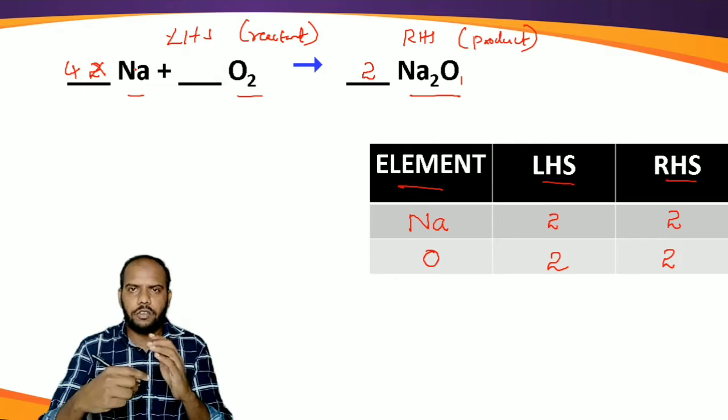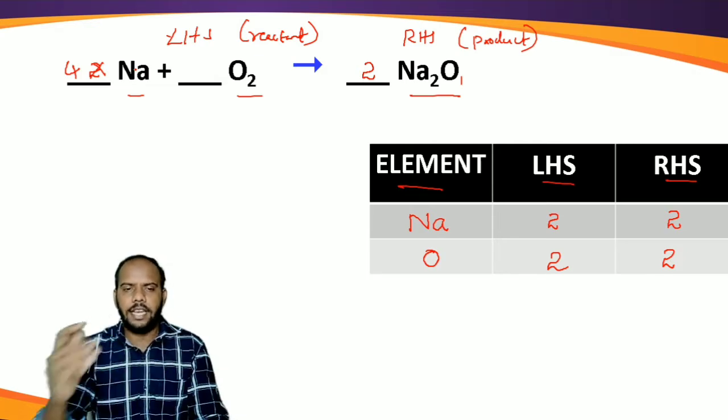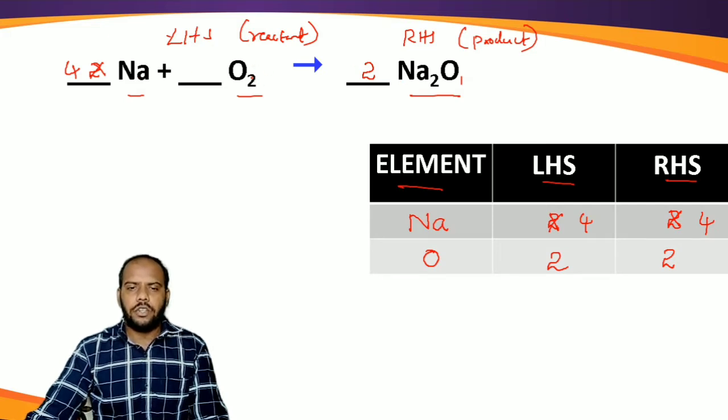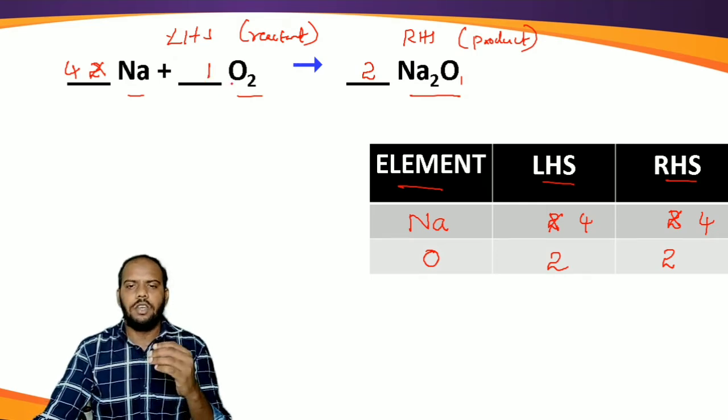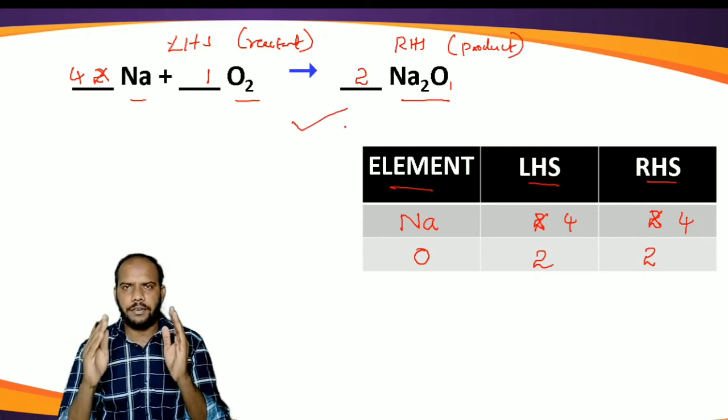In balancing an equation, you can erase the number many times. So we cancel the 2 and we have written 4. So on the left hand side also 4 and right hand side also 4. Now check it: 4 sodium, 4 sodium, 2 oxygen, 2 oxygen. If it is blank, you can write 1, meaning 1 into 2 is 2, same only. Okay, children, so this equation is balanced. Got it? Everyone understood? I hope you all understand well.